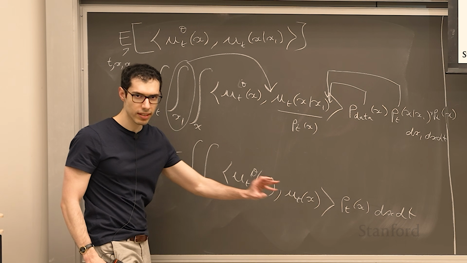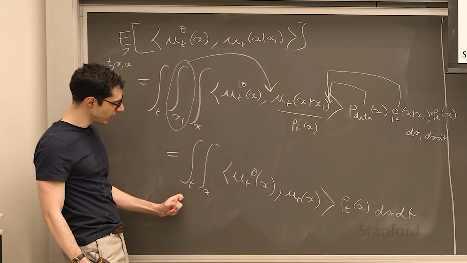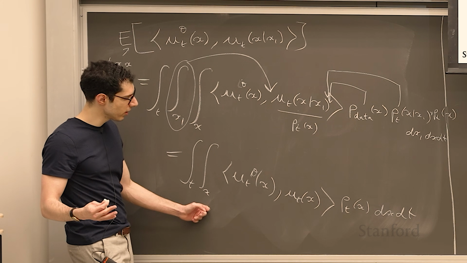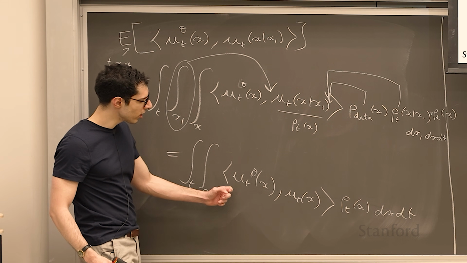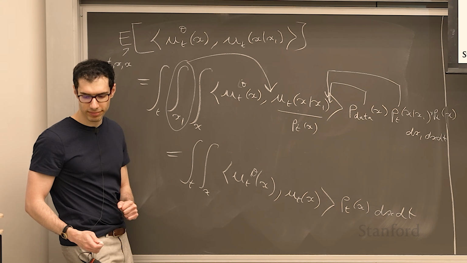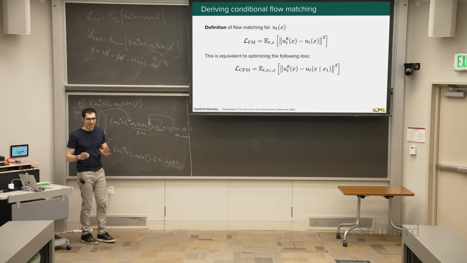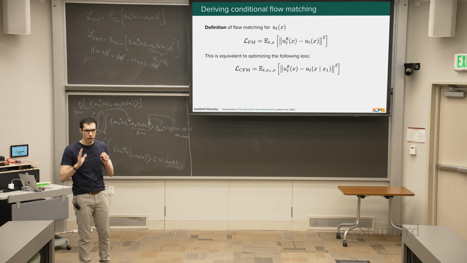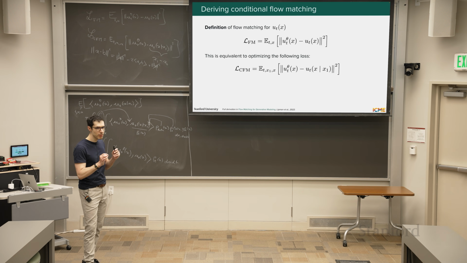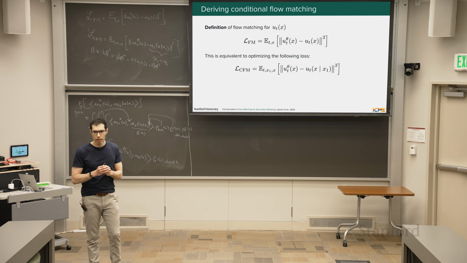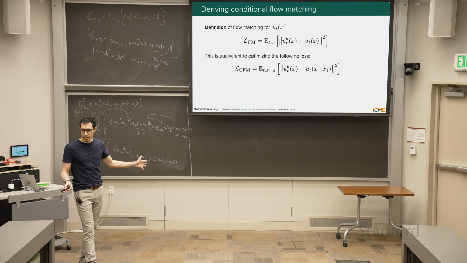And this is nothing else than the expectation over t and x, which is drawn from the marginal probability path, of the dot product of u_t^theta of x and the marginal vector field, which is exactly what we want. So what I'm showing you here is that the marginal vector field, the way we constructed it, allows us to optimize on a loss, the conditional flow matching loss, which is much more tractable and leads us to the same gradients with respect to theta.